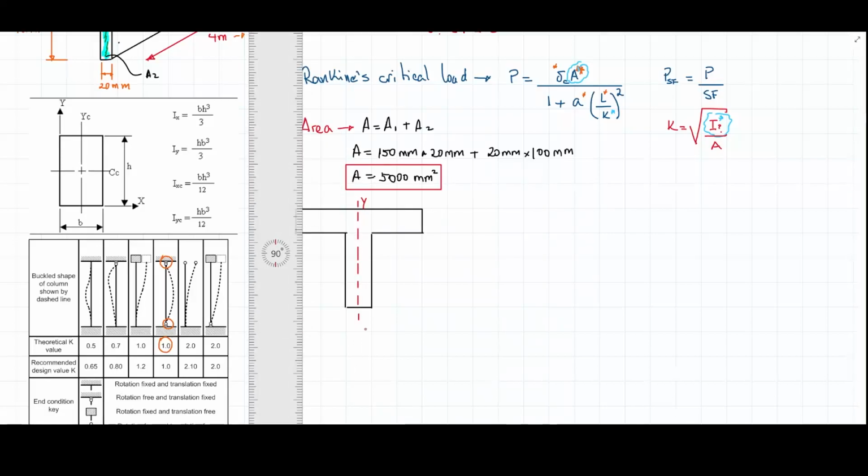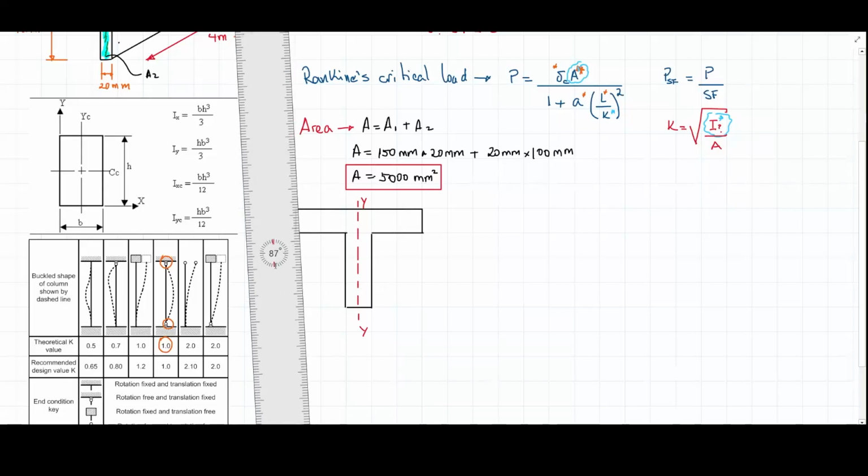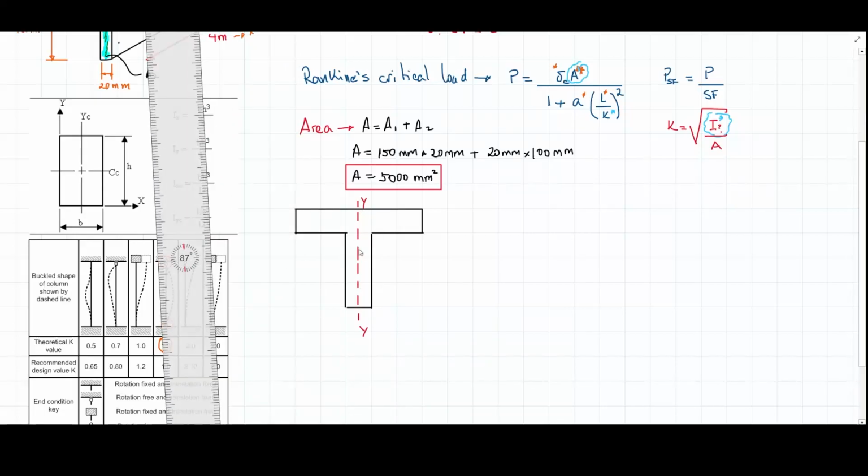This is the y-axis. And now, this is pretty simple because according to this vertical line, the section is symmetrical, meaning that I can know for sure, if I want to vertically cross this section by its vertical centroidal axis, this is going to be the position of that line.